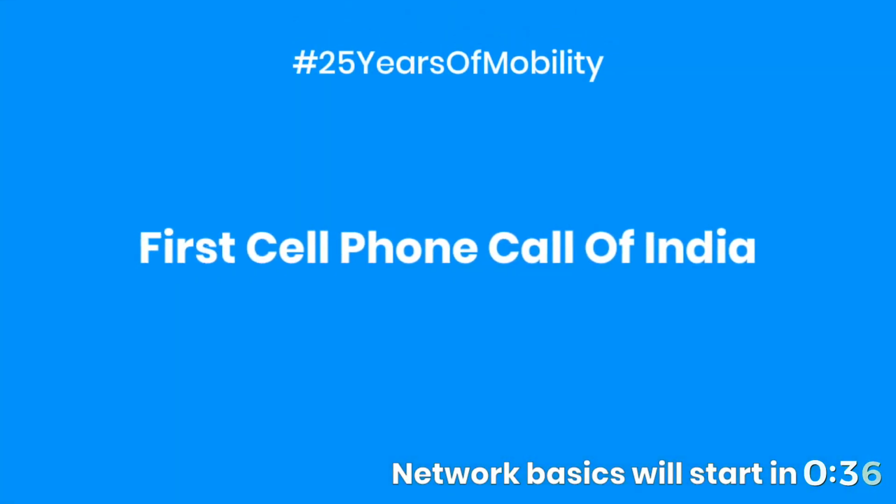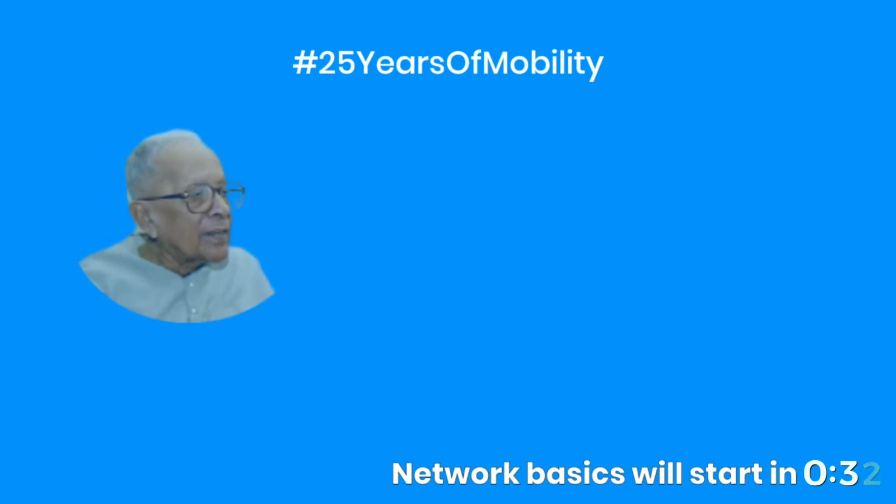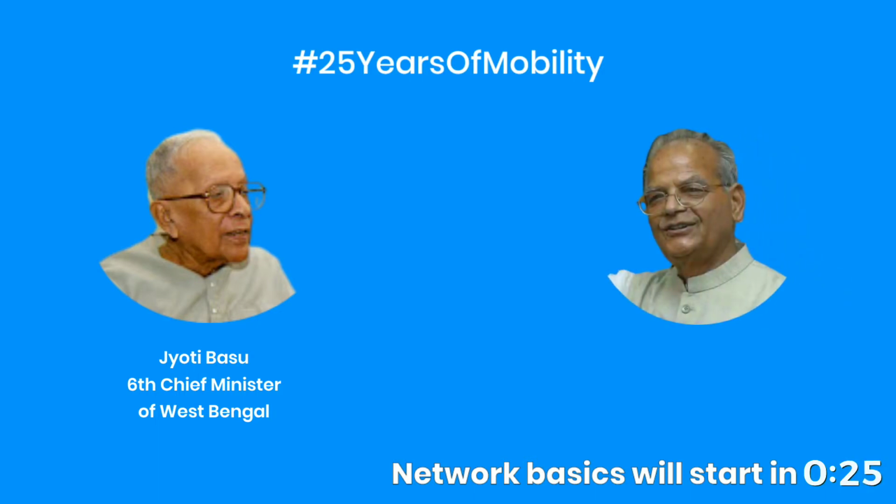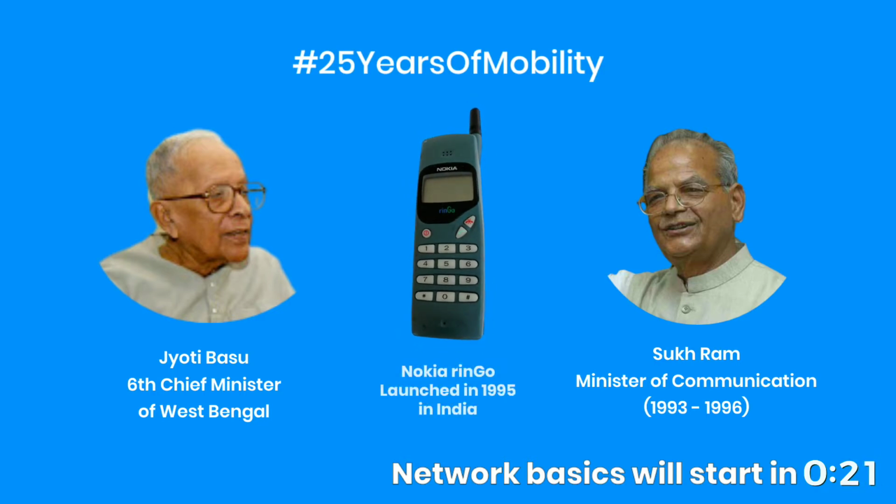On 31st July 1995, the then Chief Minister of West Bengal, Mr. Jyoti Basu, made the country's first cell phone call with the then Union Communications Minister, Mr. Sukhram, from a Nokia handset. The call connected the Writers Building in Calcutta and the Sanchar Bhavan in Delhi.